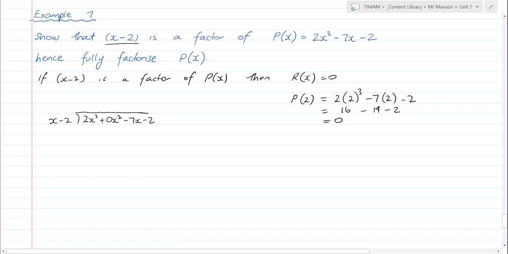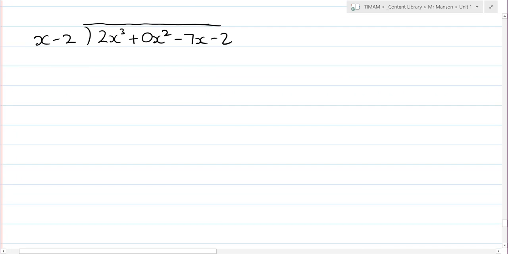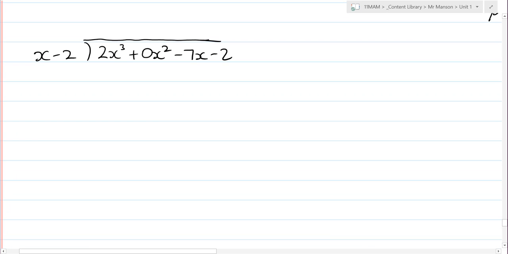And I'll zoom in on this. So when I divide that, I start by dividing the first term by x, which gives me 2x squared. Multiply the 2x squared by the whole divisor, which is this bit, and I get 2x cubed minus 4x squared. And then do that subtraction. 2x cubed minus 2x cubed is 0. 0x squared minus negative 4x squared is positive 4x squared.